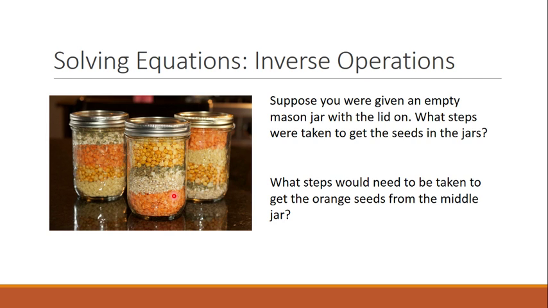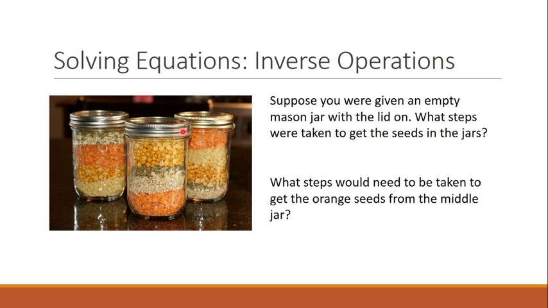Well, it's not too hard to see. If I gave you an empty mason jar with the lid on it, to fill it up with these seeds, you would first have to unscrew the lid. Then you would have to put in the orange seeds, then these white seeds, then these gray seeds, and then finally the yellow ones, and then you screwed the lid back on.